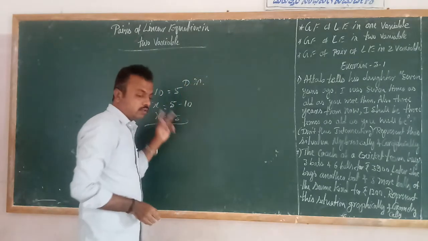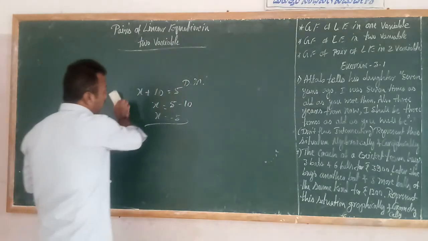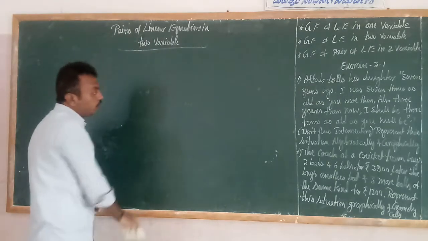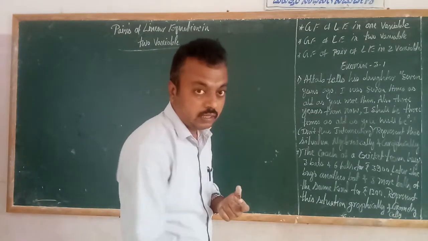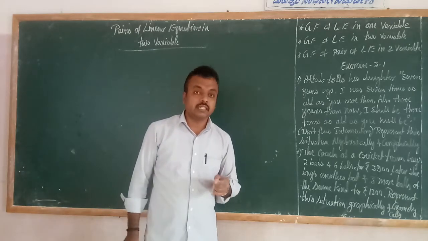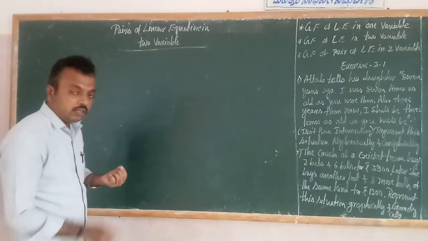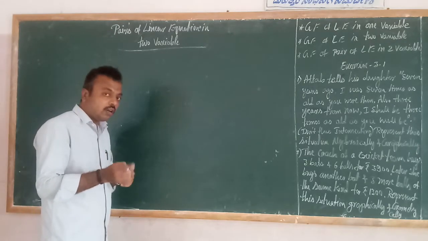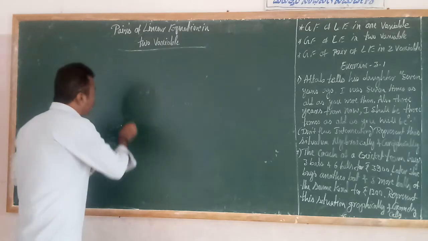Okay students, next one, linear equations in two variables. In the 9th standard, we learned how to solve linear equations in two variables. We use only one method, and that is called the substitution method. When you put the x value, the y value exists, or if you put the y value, the x value will exist. I will give an example.